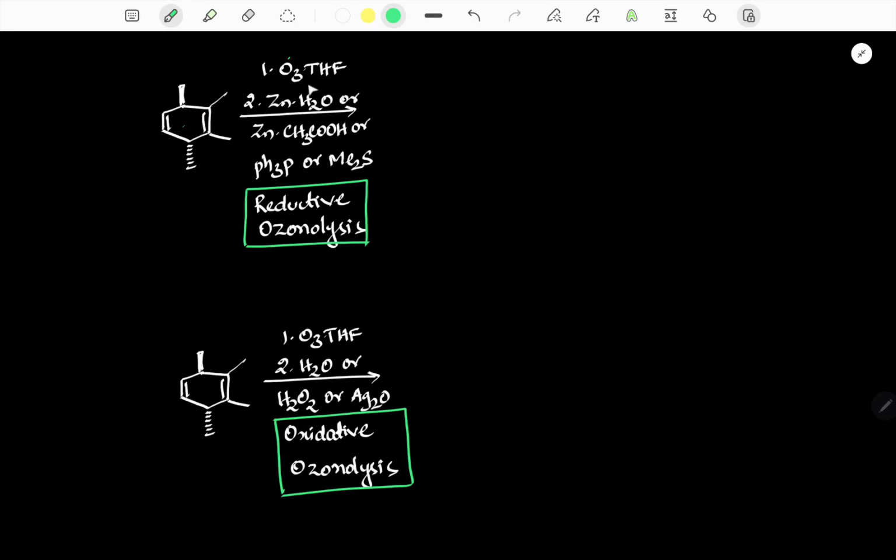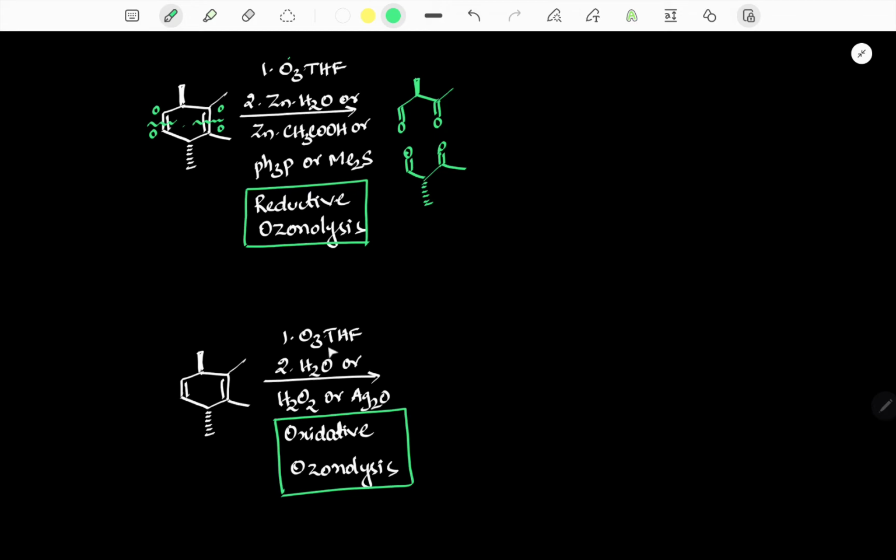When an alkene is treated with ozone, zinc/H2O, zinc/acetic acid, triphenylphosphine, or dimethyl sulfide, it undergoes reductive ozonolysis, and here two double bonds undergo reductive ozonolysis. Simply here we have to add oxygens like this. After dissociation of the bond, we are simply adding the corresponding double bond O. So it is a reductive ozonolysis.